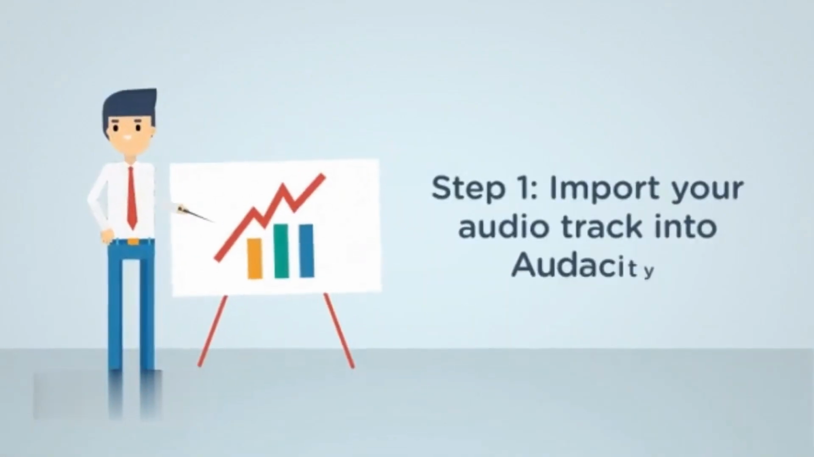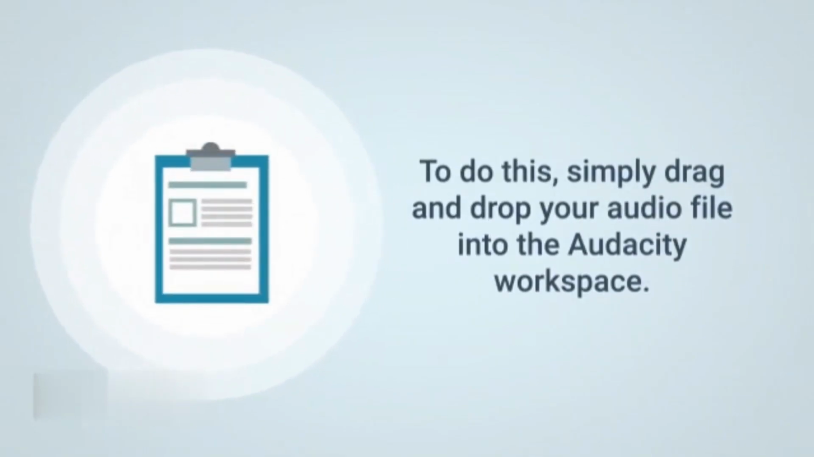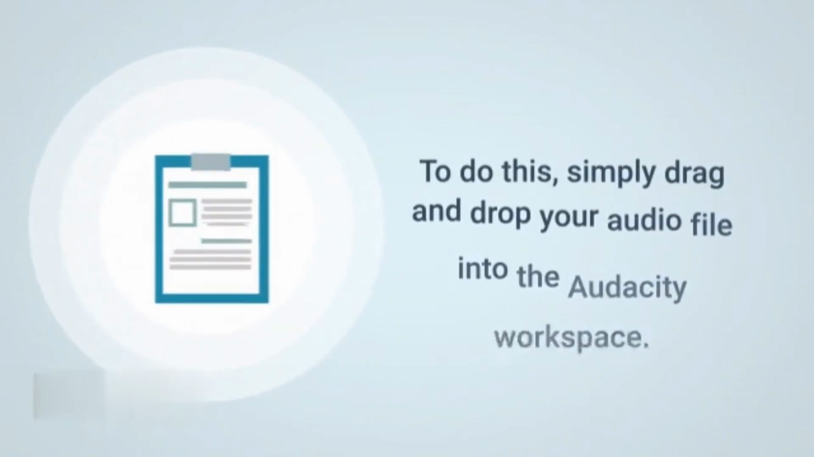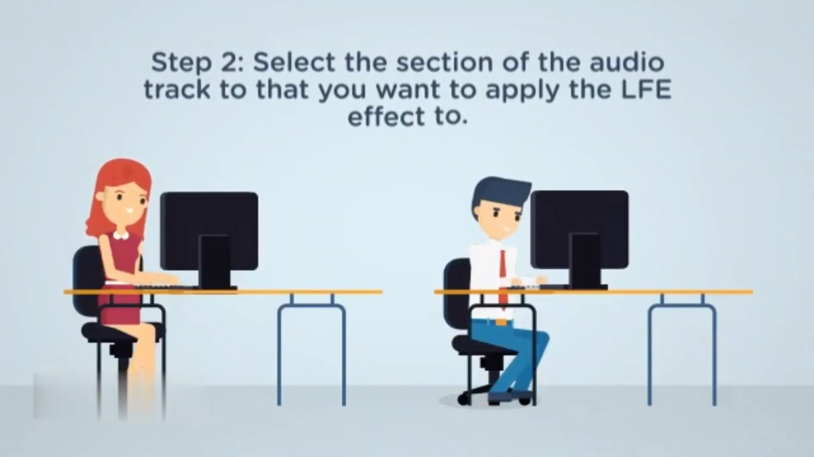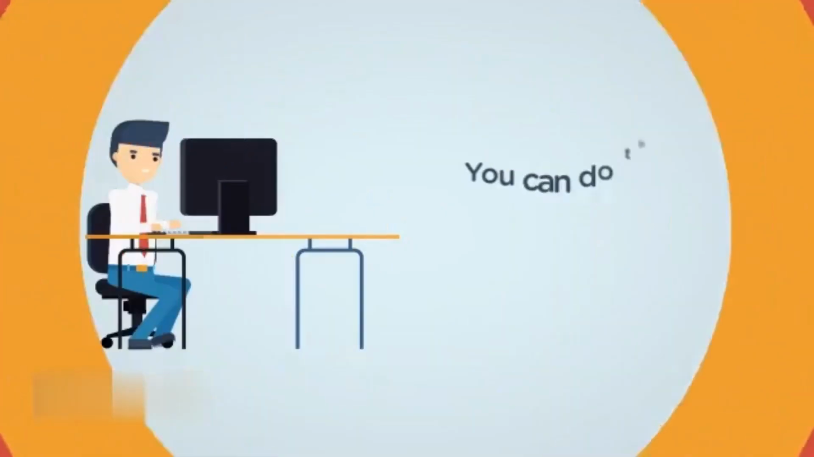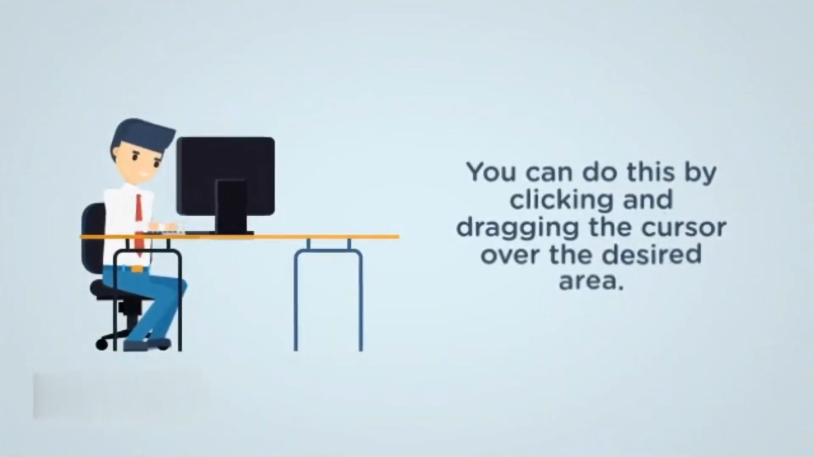Step 1. Import your audio track into Audacity. To do this, simply drag and drop your audio file into the Audacity workspace. Step 2. Select the section of the audio track that you want to apply the LFE effect to. You can do this by clicking and dragging the cursor over the desired area.